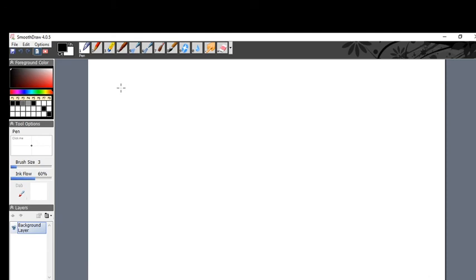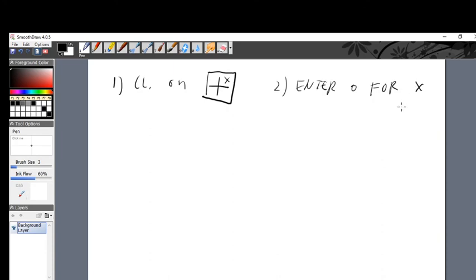So number one, how do you graph it? Click on this icon in Alex. It'll look like this with an X there. Click on that icon. Number 2, it's a plot the point icon. Enter 0 for the X coordinate.